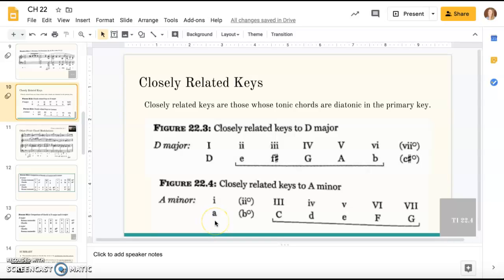A minor, no sharps or flats. F major, 1 flat. So you're either, or G major, 1 sharp. You're adding or subtracting an accidental or using the relative major key signature. So usually the key signatures are very, very similar.